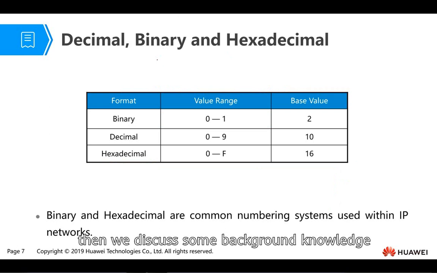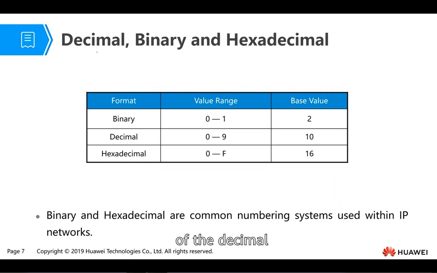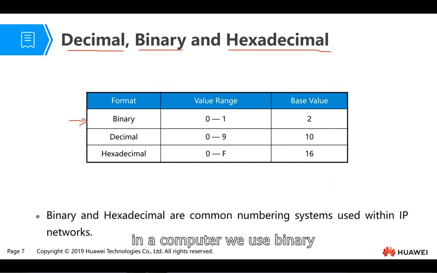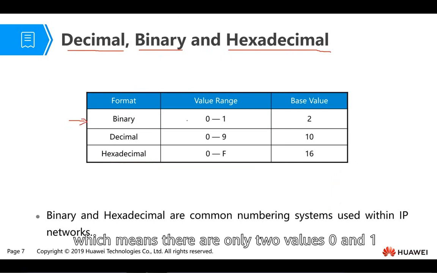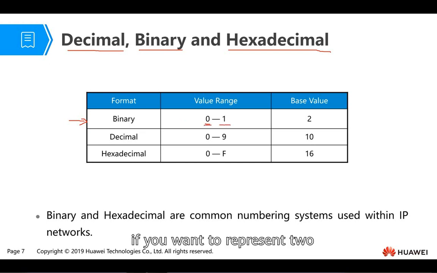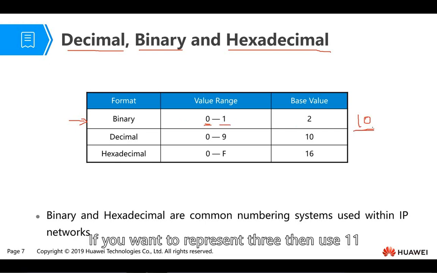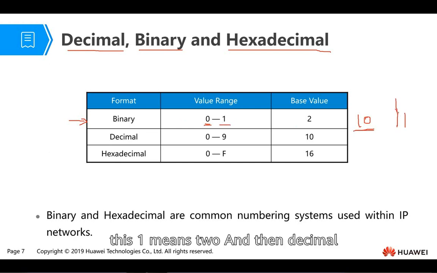And then we discuss some background knowledge of decimal, binary, and hexadecimal. In the computer, we use binary. Binary means there are only two values, 0 and 1. If you want to represent 2, how do you express this? That's 1 0. 1 0 represents 2. If you want to represent 3, then 1 1.